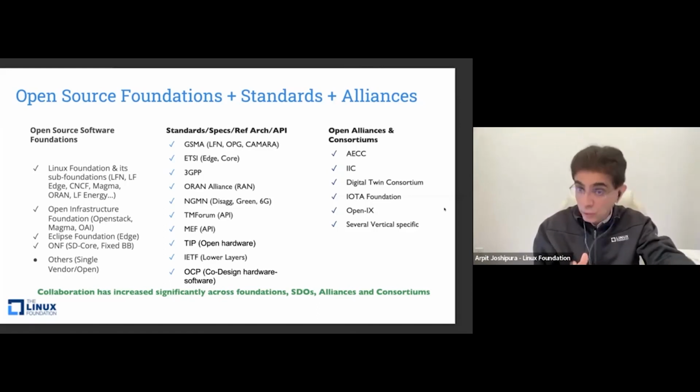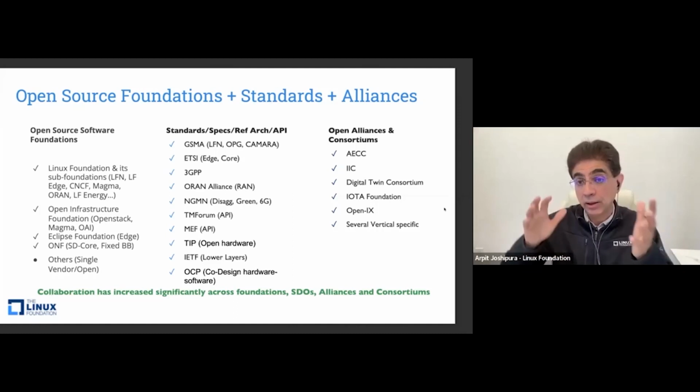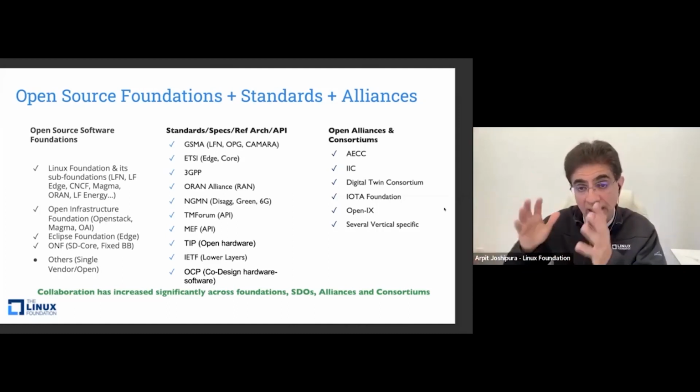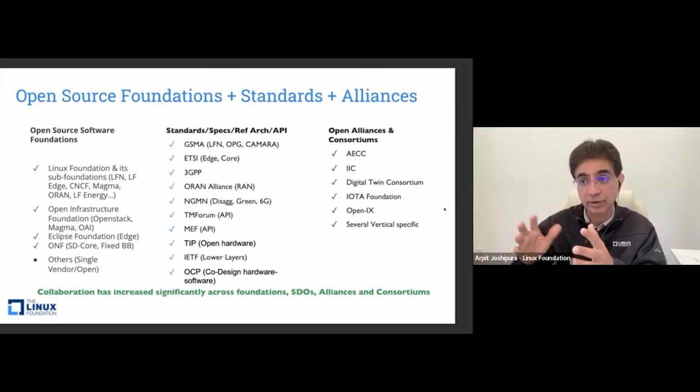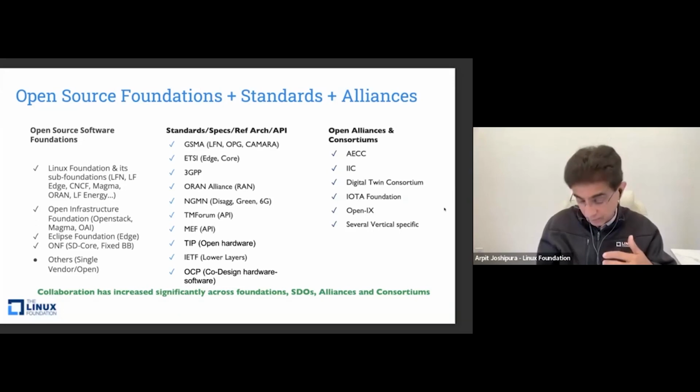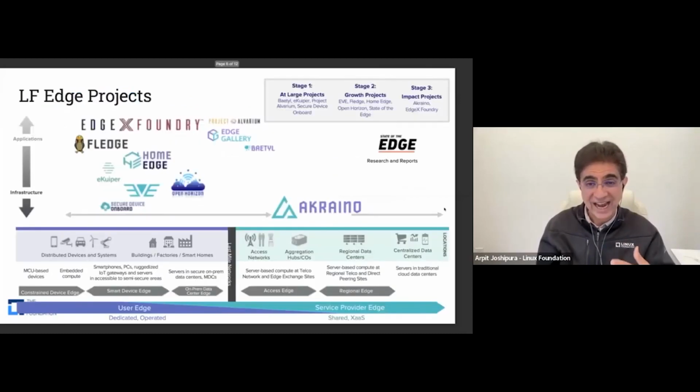So we have a whole bunch of partnerships there, not just with the standards, but also with the other open source organizations, whether it's OpenStack or Eclipse or ONF or others. And then the edge is a very vertical specific market, right? So there is no one solution for edge. So we have gone in and established partnerships with alliances and consortiums, whether it's ACC for automobiles or Digital Twin Consortium or whatever. And so this collaboration has really helped not just jumpstart open source networking, but also jumpstart the open source edge movement.